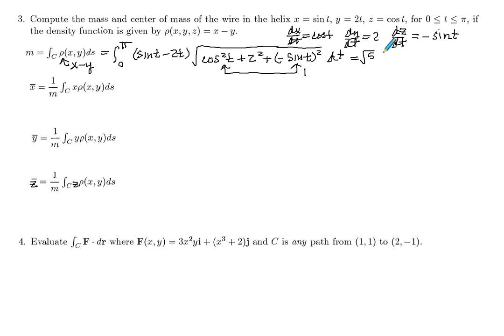So the antiderivative of sine t is going to be negative cosine t. And the antiderivative of 2t is 2t squared over 2, so minus t squared. And then we are evaluating from 0 to pi.